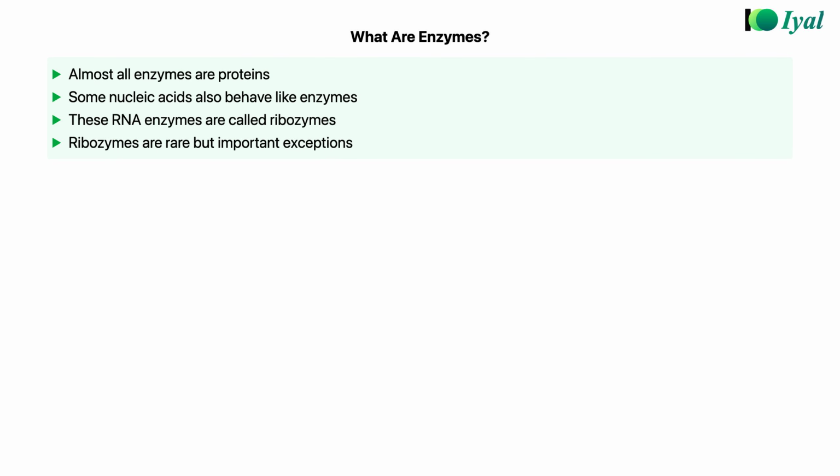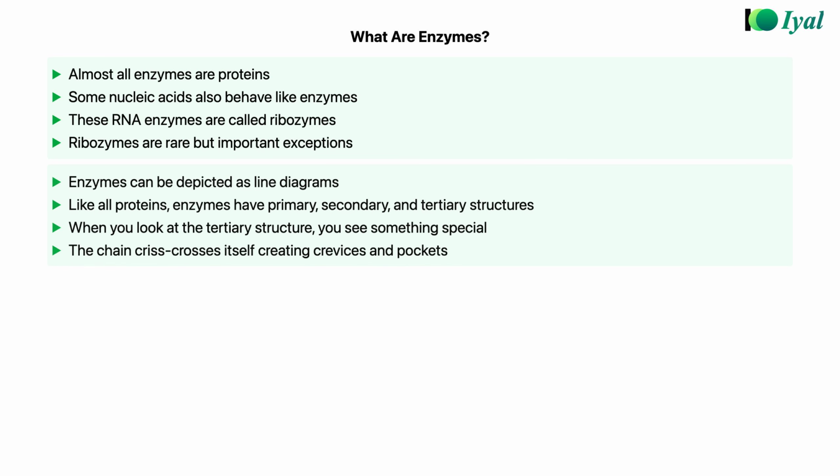Let's talk about one of the most important jobs proteins do here, acting as enzymes. Enzymes are biological catalysts. Almost all enzymes are proteins. But here's an interesting exception. Some nucleic acids, specifically RNA, can also act as enzymes. We call these ribozymes. They're rare, but they're important. Enzymes can be drawn as simple line diagrams, and like any protein, they have all 4 levels of structure: primary, secondary, tertiary, even sometimes quaternary if they have multiple subunits.